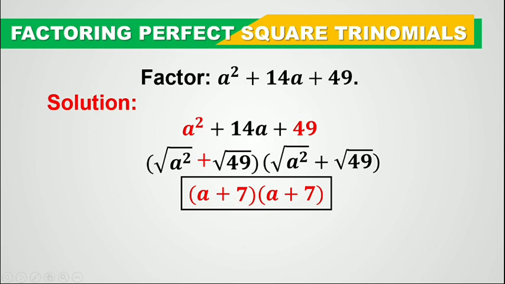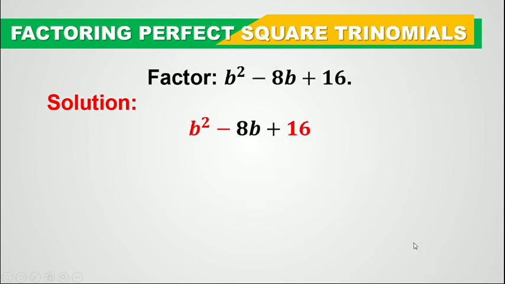And then let's try more examples. Let's factor b squared minus 8b plus 16. So what about this one, wherein the sign of the second term is minus, so it's subtraction. So we're gonna factor this trinomial. So again, since this is already a perfect square trinomial, you're just gonna get the square root of the first term, so it's the square root of b squared.